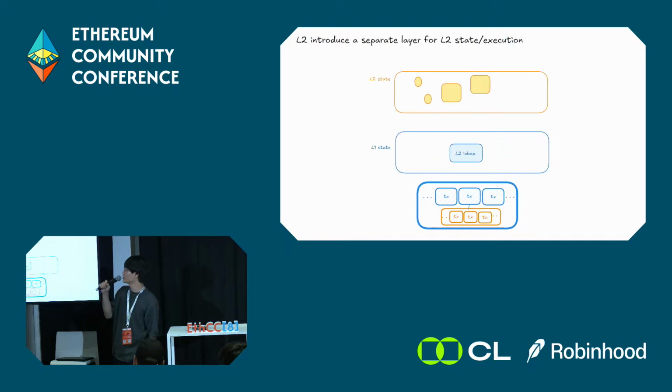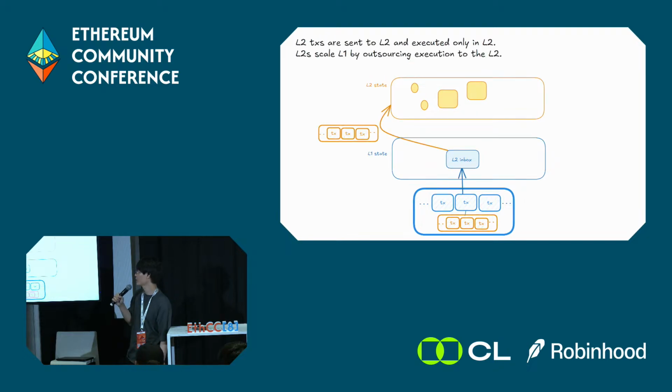Furthermore, L2s introduce a separate layer for L2 state and execution. This transaction goes to the L2 inbox, and instead of executing these L2 transactions in the L1 state, you pass them to the L2 state, which handles the execution and maintains the L2 state. So L2s scale the L1 by outsourcing the execution to the L2 while keeping the data in the L1.